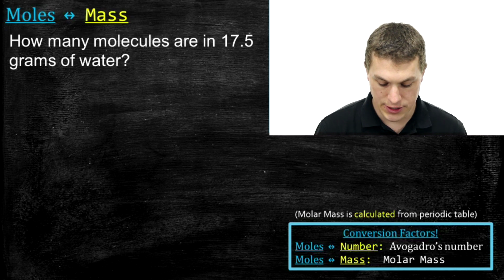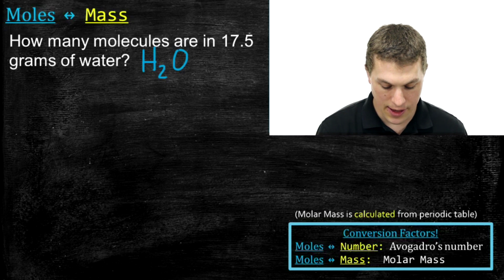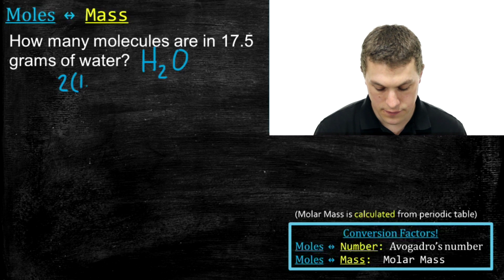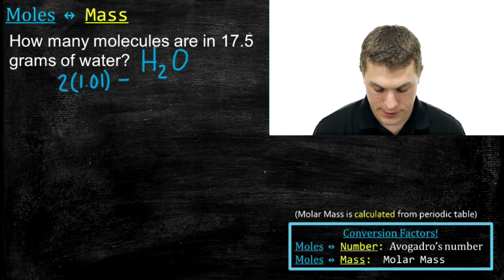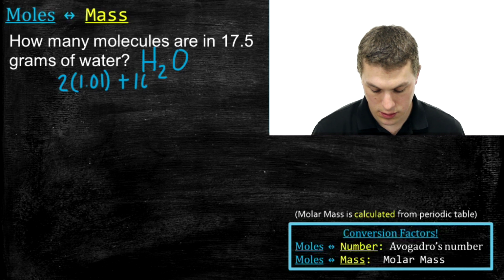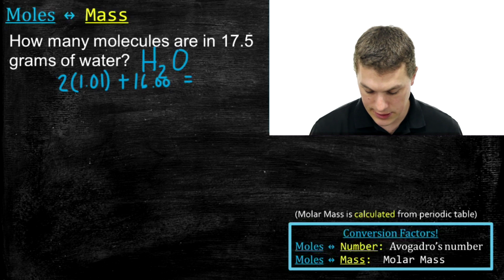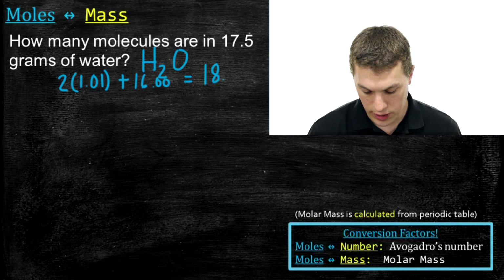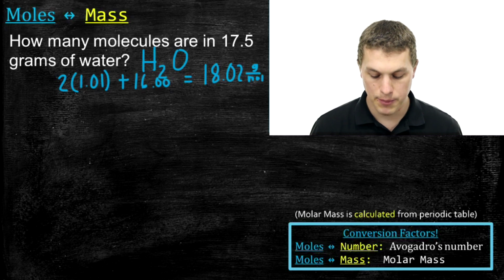And water, remember, is H2O. And so what we're going to do is we're going to have 2 times the molar mass of hydrogen plus 16.00 for our molar mass of our oxygen. And when we add those together, we're going to get 18.02 grams per mole for our molar mass of water. So that tells us how many moles we have in a given mass of water.